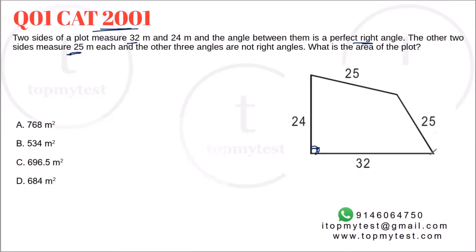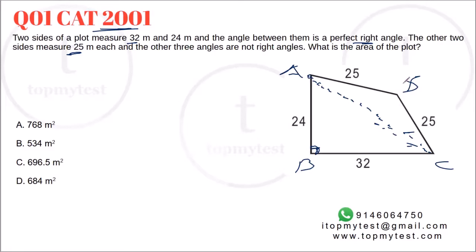We cannot say that this is a cyclic quadrilateral either. It's not a parallelogram, it's not a trapezium. We'll have to divide it into two triangles. So let's try to divide them into two triangles. If I draw this line, given this is a right angle, let's name them A, B, C, and D. AC becomes the hypotenuse of the triangle ABC.